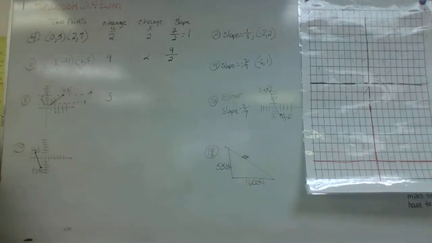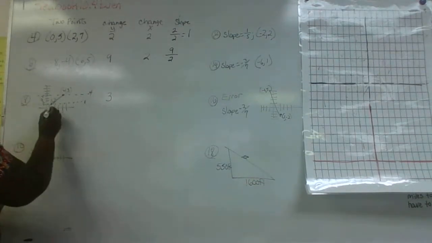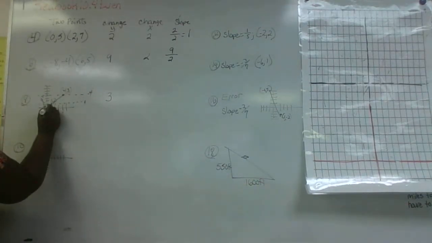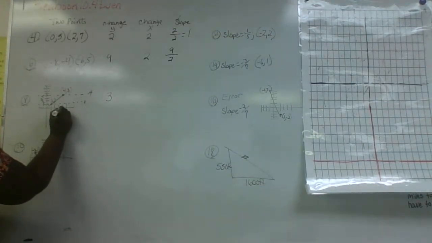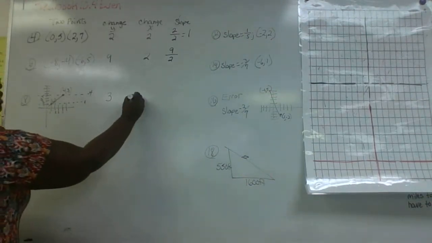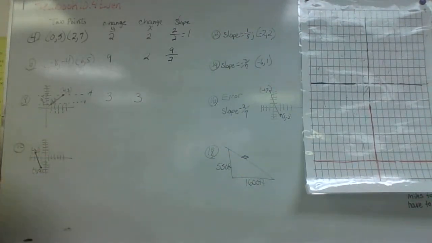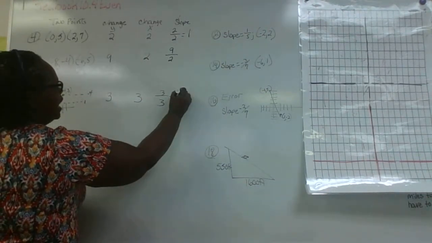Now for our x, it is 1, and then our x was 4, from here to here. From 1 to 4, so let's count. 1, 2, 3. So the change in x was 3. So our slope was 3 over 3. Therefore, simplified, it is 1.